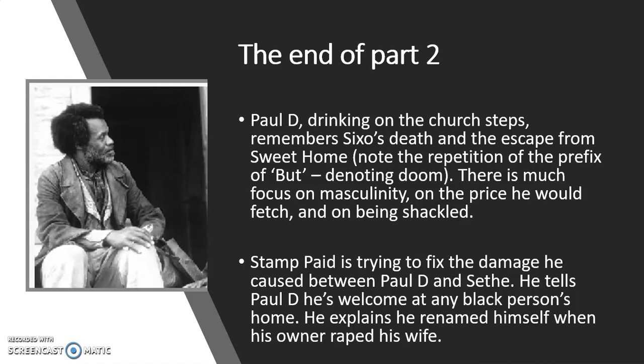And then we have Stamp Paid, who's really developing as a character as the novel goes on, trying to fix the damage that he's caused between Paul D and Sethe. So he's the one who showed him the newspaper report, who told him what Sethe did. And he tells Paul D that he's welcome at any black person's home and explains why he's renamed himself Stamp Paid when his owner raped his wife. So basically he says, I've paid my dues now and I don't owe anybody anything. And he sees himself as a free man.